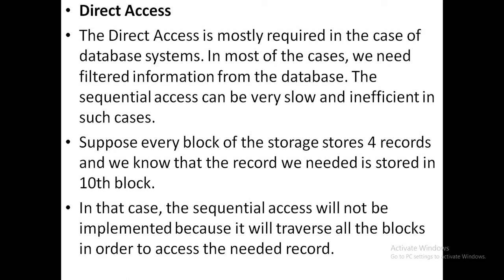So how does it work? Let's discuss. The direct access is mostly required in the case of database systems. In most cases, we need filtered information from the database. The sequential access can be very slow and inefficient in such cases. Because in the sequential access file mechanism, it does not point directly to any file. It goes from the beginning till the last in a sequential manner. That's why it is a very slow process.